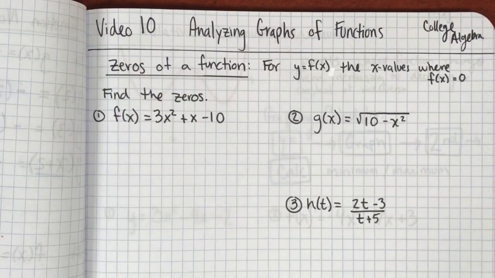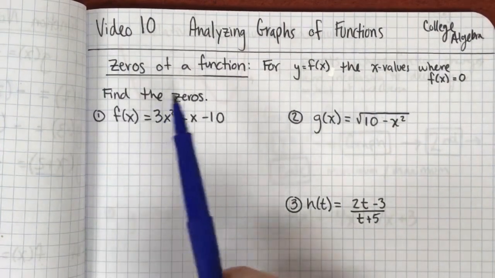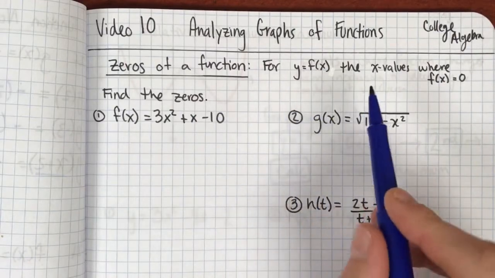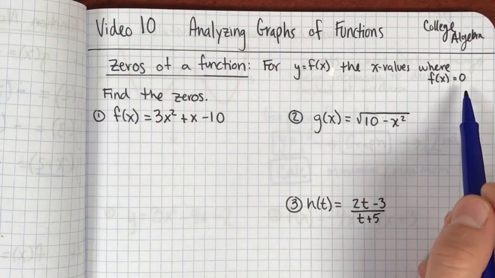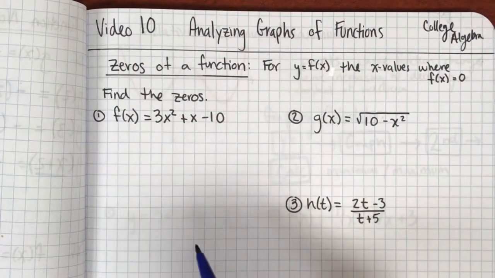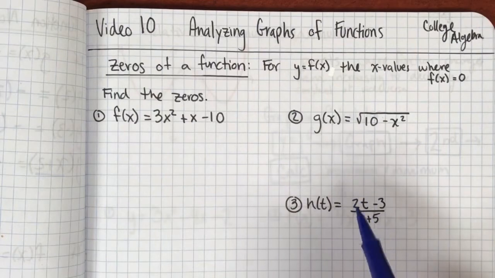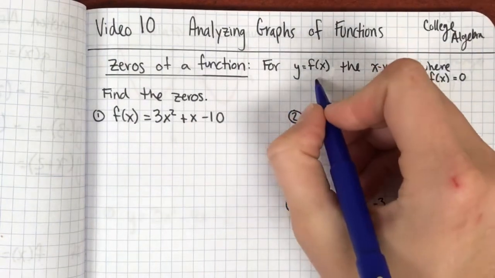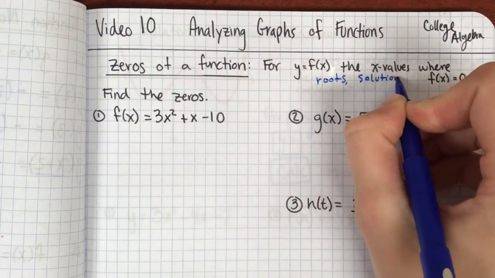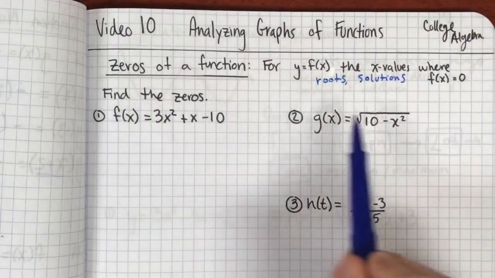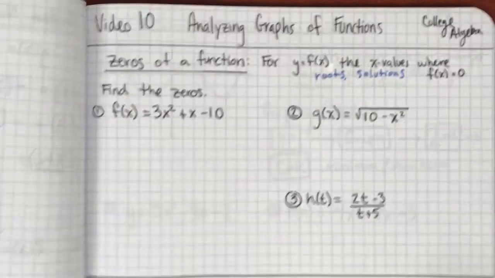This is video 10 for College Algebra, and today we're going to be analyzing graphs of functions. So first of all, a zero of a function. It's the x values where f of x equals 0, okay? So we're going to set all of our equations equal to 0 to find our zeros. A lot of times zeros can also be called roots or solutions. Okay, so you'll see all three of those names interchangeably.